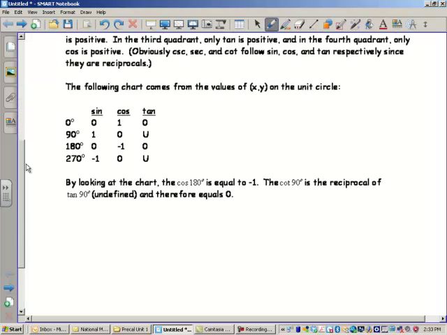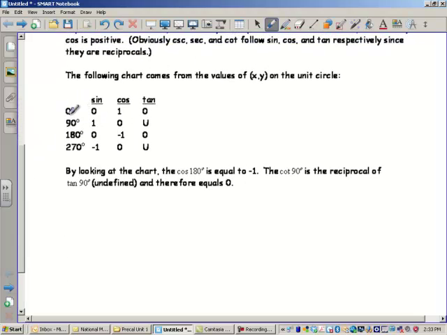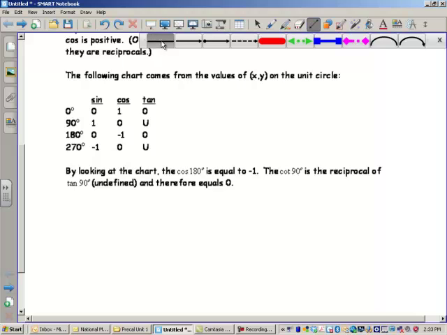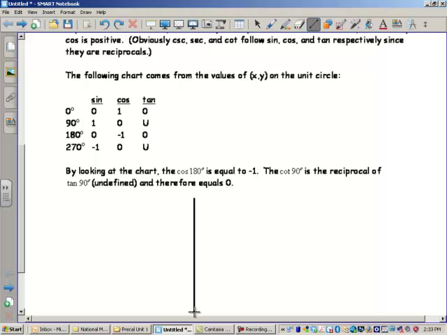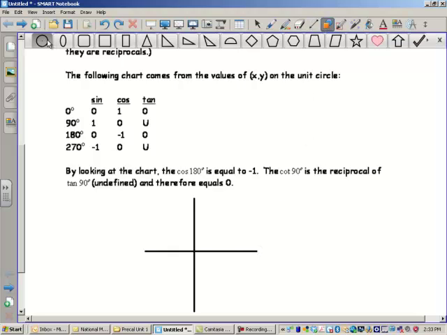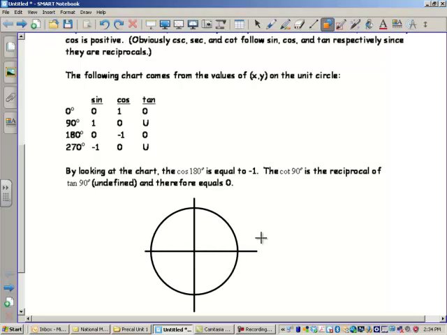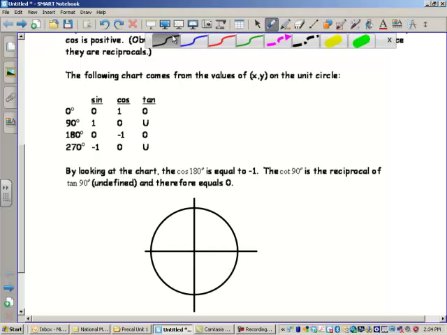Now the last thing is, what about the values that do not lie in the quadrants, that lie actually on the axes? 0, 90 degrees, 180, and 270. This is a chart that shows you their values, and I want to show you where this comes from so you can draw this picture and never get this wrong on a test or a quiz. So let's draw a unit circle. There, that's good. Alright, so this is all you need to know.